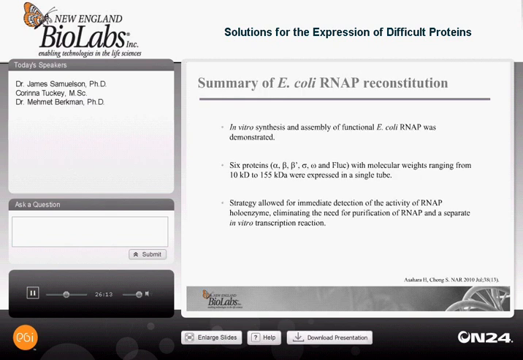So as a summary to this part of the talk, I'd just like to illustrate that the in vitro synthesis and assembly of functional E. coli RNA polymerase was demonstrated. 6 proteins with molecular weights ranging from 10 to 155 kilodaltons were expressed in a single tube, and this strategy allowed for the immediate detection of the activity of RNA polymerase, and it eliminated the need for the purification of the RNA polymerase and then a separate in vitro transcription reaction.